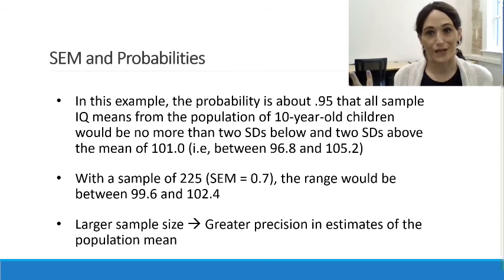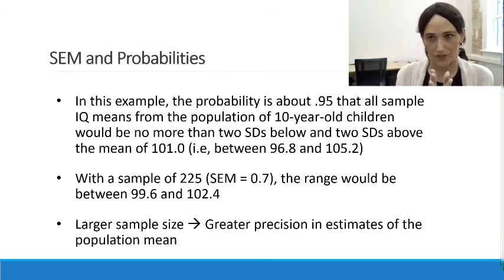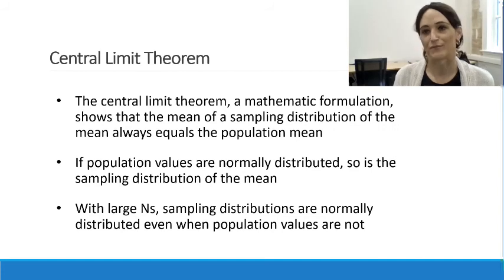If we had a larger sample, we'd have a greater precision of that estimate. The standard error of the mean would shrink, the tails would shrink, and we're going to have more precision around our estimate. We're moving on to one of the most important concepts in statistics, which is the central limit theorem.